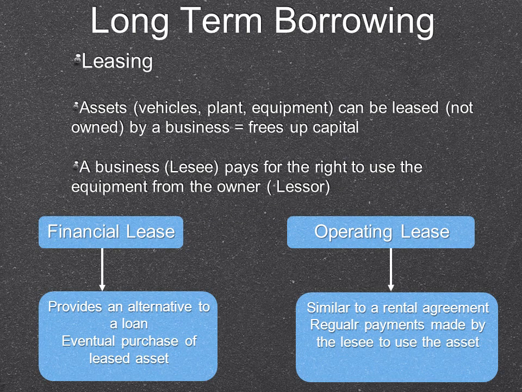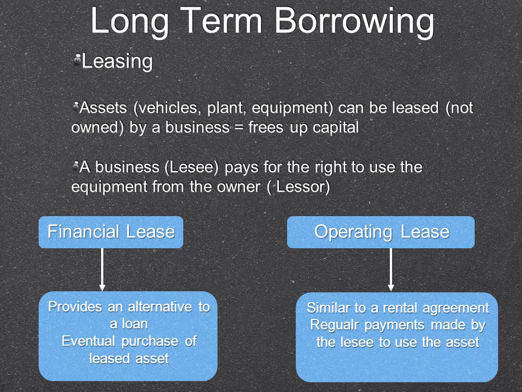Now we move to long-term borrowing. One of the ways of long-term borrowing is to go through a leasing concept. Leasing really involves purchasing assets, so that could be vehicles, plant, equipment, over a period of time. But the difference between purchasing the equipment and leasing the equipment is that the equipment never belongs to the company. They effectively pay an operating fee.